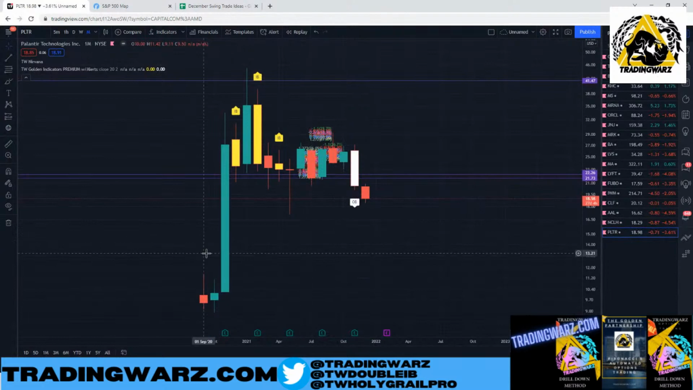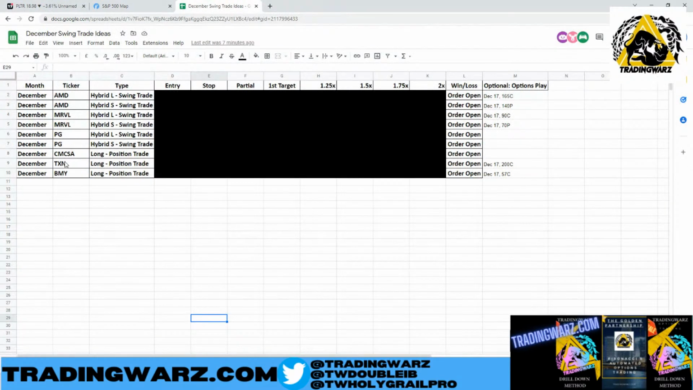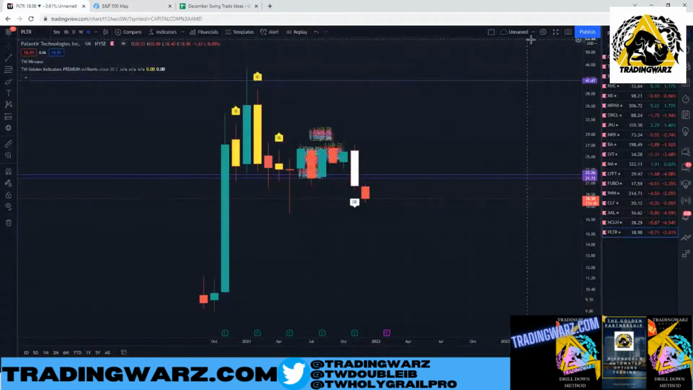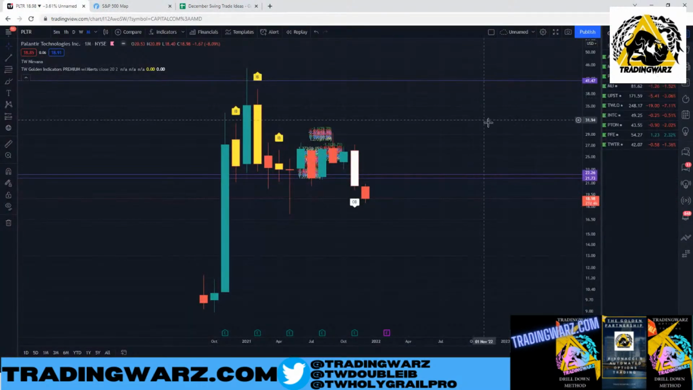So these setups are very important because they're ready to rock. From this list, specifically, Comcast, Texan, and BMY, I've already set up orders with my room. I've set up automated orders to take these plays. And now we're going to go on to the green list. My green list is the weekly bar closes. Very, very powerful weekly bar closes that I'm watching.